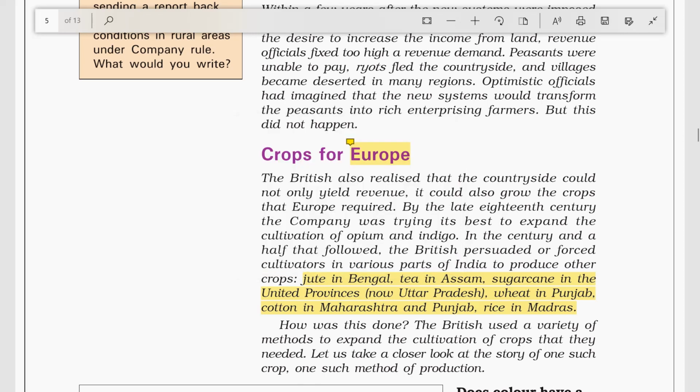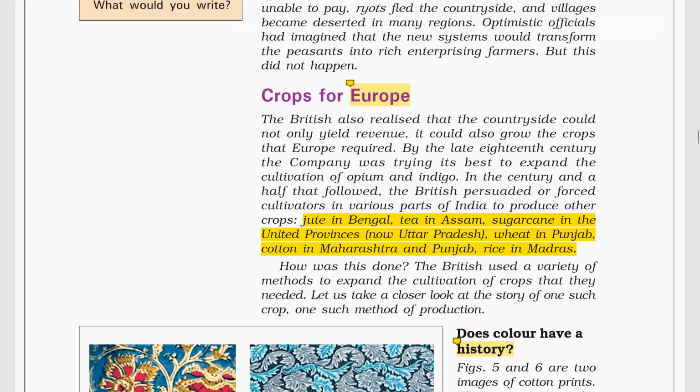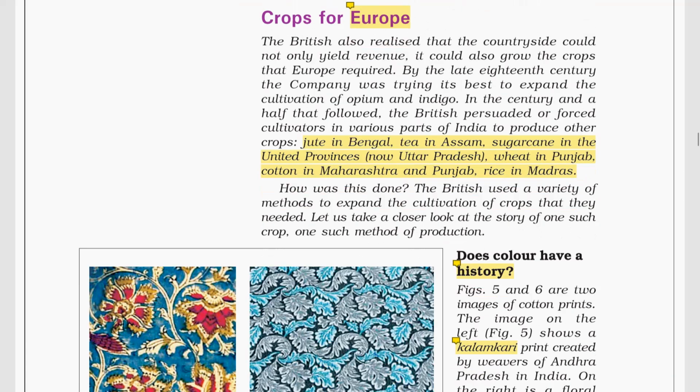From India, they were producing raw material and they were manufacturing it, or they were exporting it to the European market. Now the Britishers started forcing Indian cultivators to cultivate commercial crops. As you can see, jute in Bengal, tea in Assam, sugarcane in the United Provinces or Uttar Pradesh, wheat in Punjab, cotton in Maharashtra and Punjab, rice in Madras. So from these provinces, they used to take the raw material and they were supplying it in the European market.